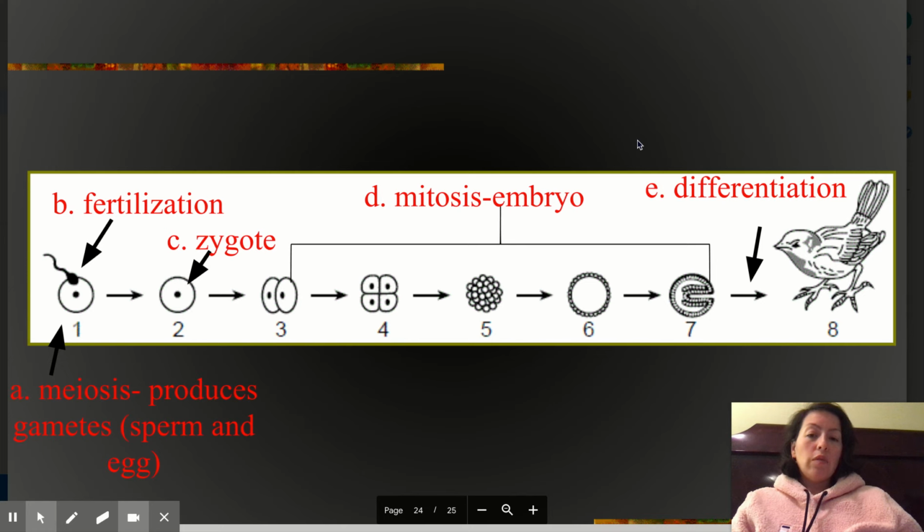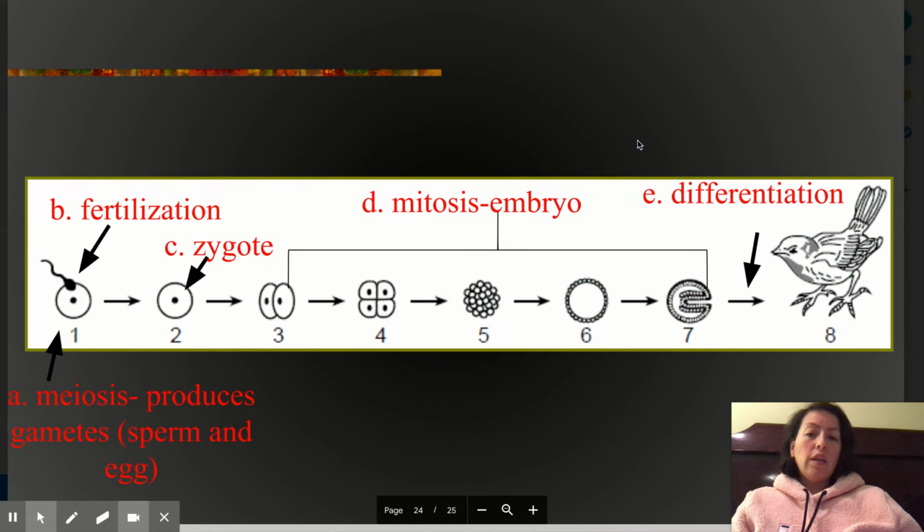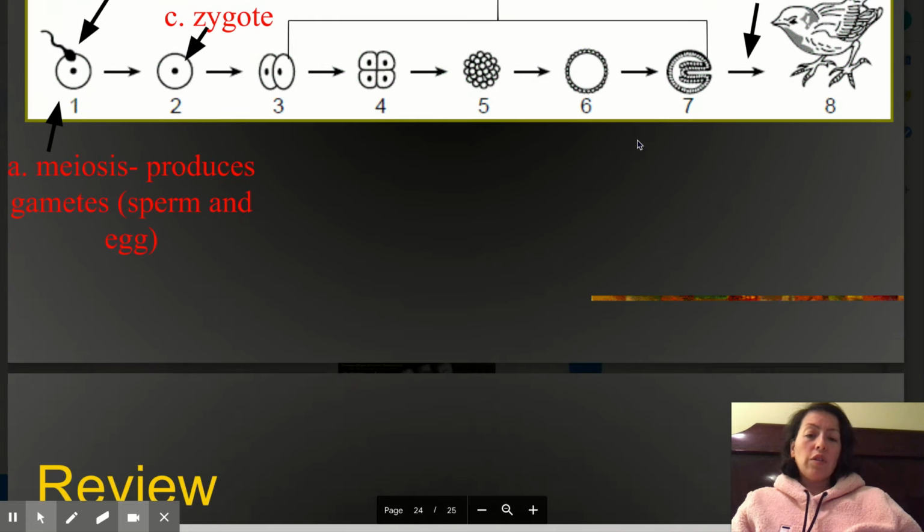And now, once it starts dividing, it no longer is called a zygote. It is called an embryo. That embryo divides by mitosis. And then this final step over here, this arrow represents, this is when that embryo starts forming those different layers, ectoderm, mesoderm, endoderm, and it starts to become different cells. This is differentiation. And then you would finally have a fetus. So these are the order of the steps and the processes involved in reproduction.